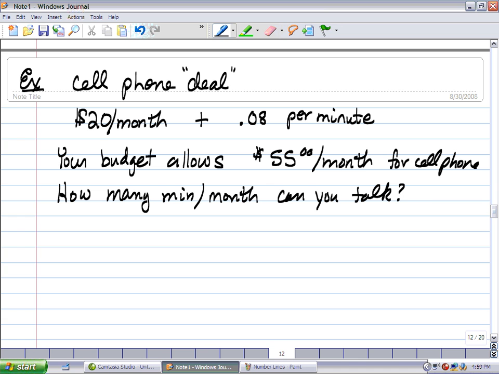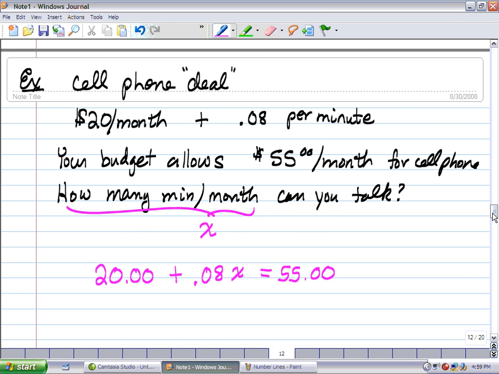Okay, well, how many minutes do you talk? We don't know, do we? That's the thing that's going to change or vary. So this is the thing that we're going to use as our variable. You can talk X minutes per month. So how much would that cost you? Well, I always have to pay the $20. Plus I have to pay 8 cents for each minute. So if there are 5 minutes, that would be 0.08 times 5. If there were 20 minutes, it would be 0.08 times 20. Well, we have X minutes, so it would be 0.08 times X. The total that we can have is $55.